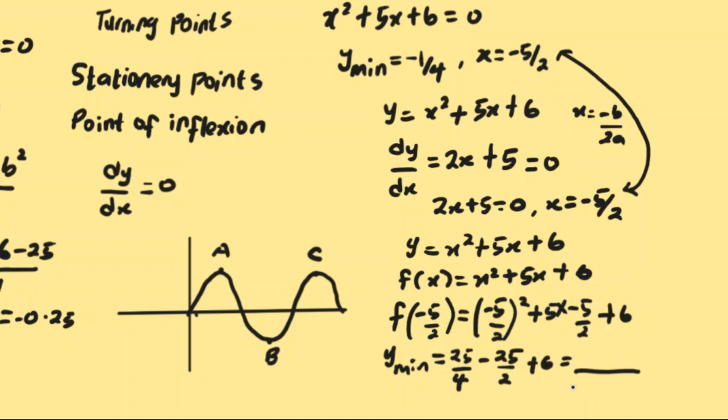So if we find a combined LCM here, that will be 4. So we're going to have 25 minus 50 plus 24. So 25 minus 50 gives us minus 25, plus 24, which is minus 1. And that gives us minus 1 over 4, which is the answer that we got before. So this means that the minimum value is minus 1 over 4.